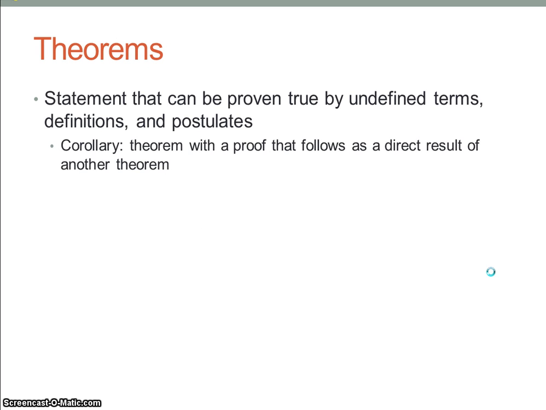So we're going to be looking at a lot of theorems in this unit. So let's talk about what a theorem is. A theorem is just a statement that can be proven true by undefined terms, definitions, and postulates. So it's just something that mathematicians have proved, and we can use it to further our understanding and make new proofs. A corollary is a theorem with a proof that follows as a direct result of another theorem. So we'll look at some of those in this unit.